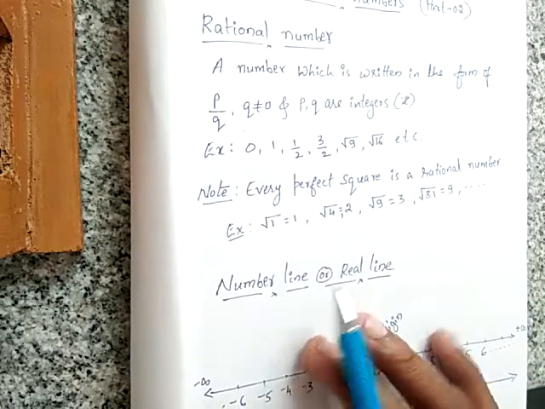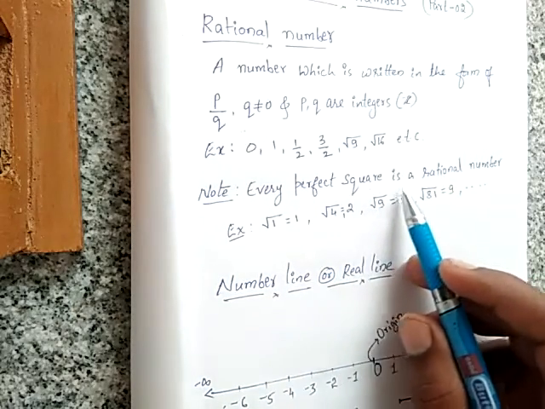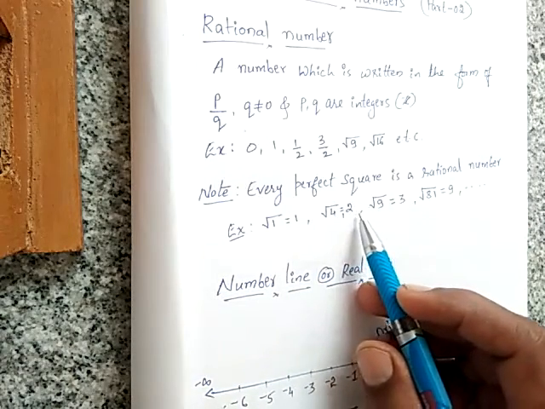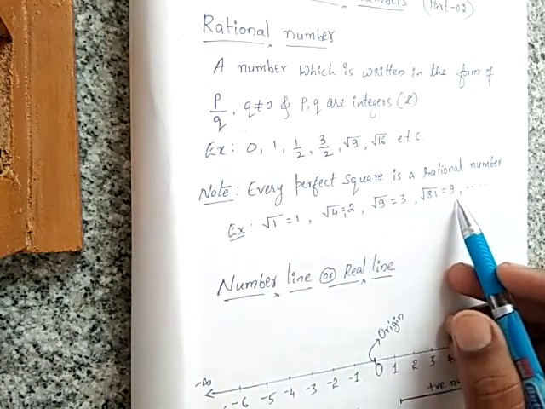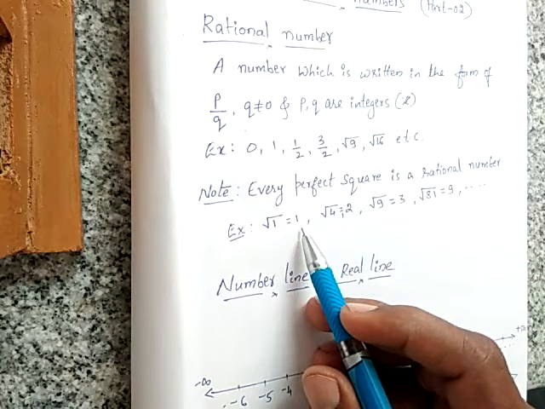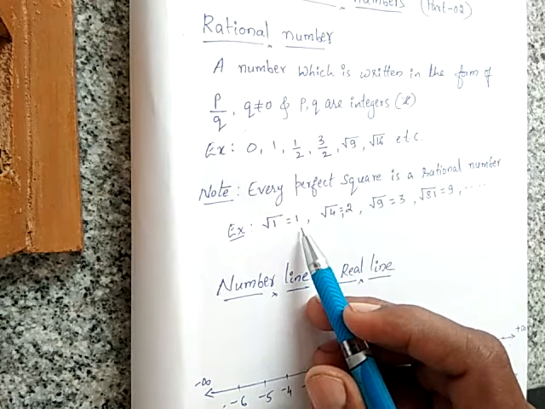One note I have written here: every perfect square is a rational number. For example, root 1 is equal to 1, root 4 is equal to 2, root 9 is equal to 3, root 81 is equal to 9. Similarly, root 100 is equal to 10, root 64 is equal to 8. So many examples you can give.